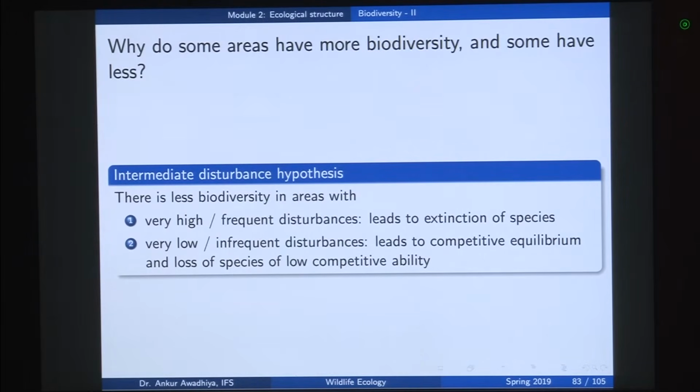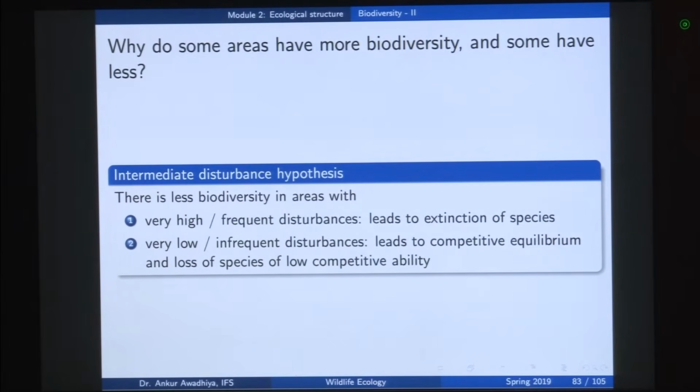Now, what do we mean by frequent or high level of disturbance? Suppose you have a forest and you have a human community nearby, and these humans are going into the forest every now and then, and poaching the wild animals. Because they are going into the forest every day, the level of disturbance here is very large. Or probably they are getting into an equatorial rainforest and cutting all the trees to convert them into plantations. So, here we have a very fast rate of disturbance.